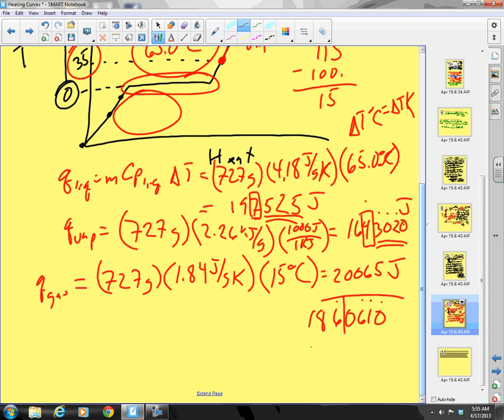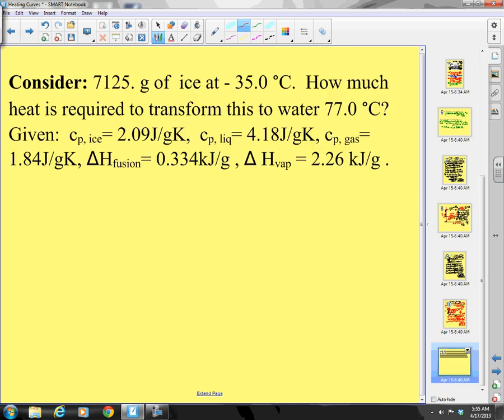I have to round those, so it's going to be 1860000 joules. And if you want to get rid of the joules, we can move this and turn it to kilojoules. Got it? All right. You guys give this one a shot and bring me back when you're ready.